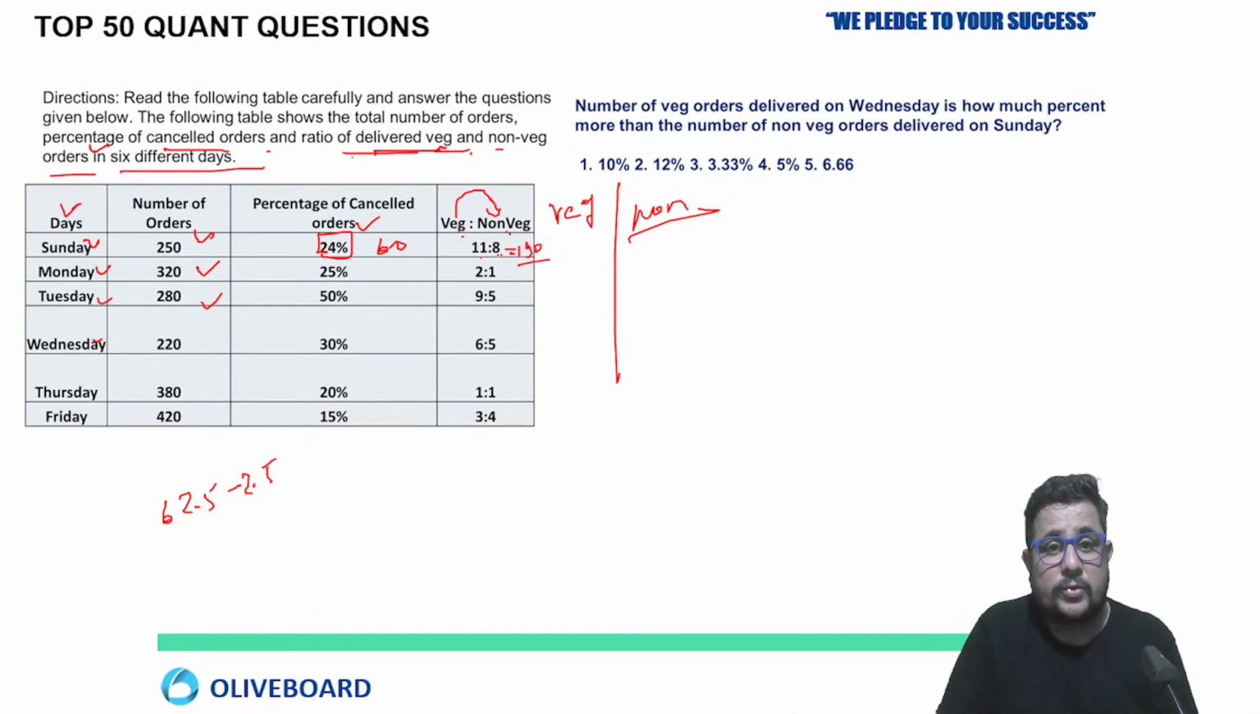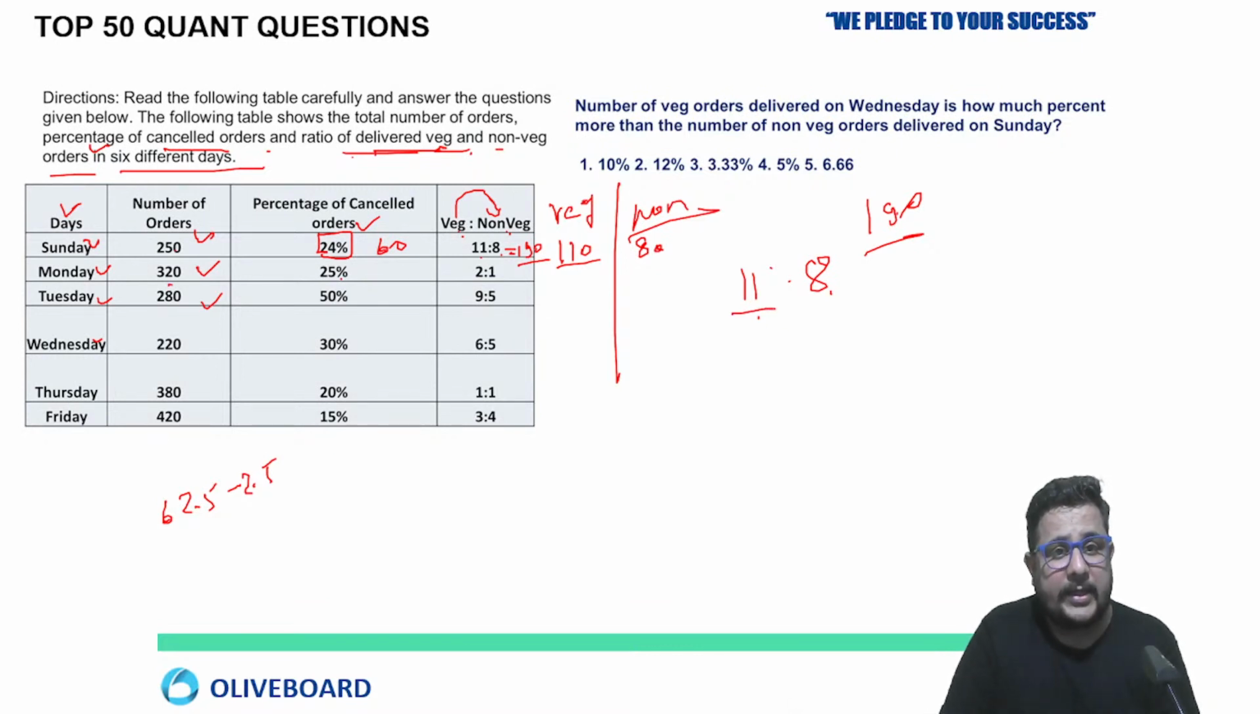The ratio is 11 to 8, so 19x equal to 190, so x is 10. So 110 veg orders and 80 non-veg orders. How? See, the ratio is given 11 to 8, total is 190. So 11 plus 8, 19x equal to 190, so x is 10. And by that you can get 110 and 80.